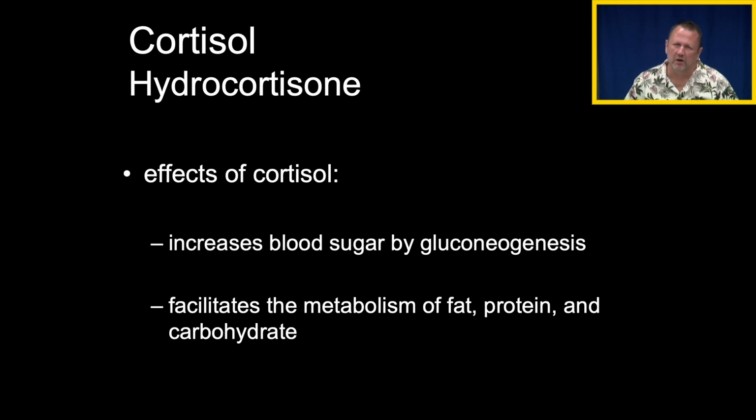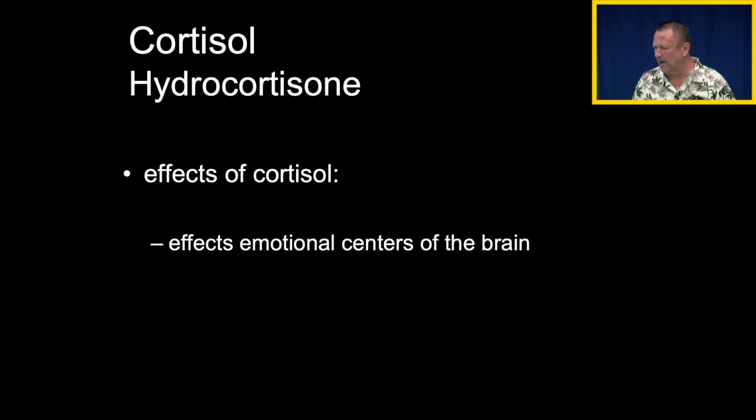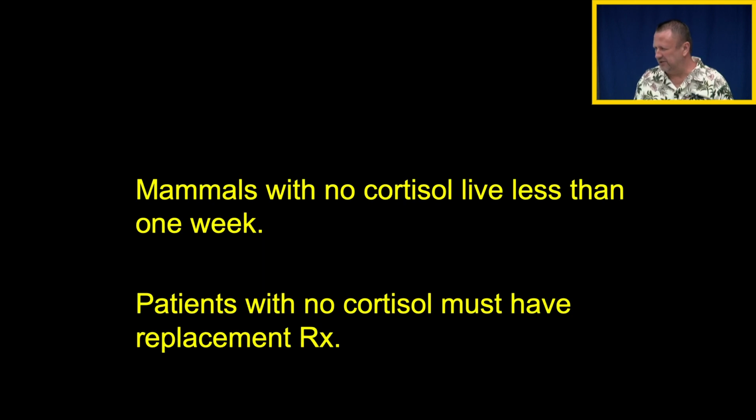All right, so cortisol increases blood sugar through the process of gluconeogenesis. It also facilitates the breakdown, the metabolism of fat, proteins, and carbohydrates. It also has inflammatory effects by preventing the formation of prostaglandins and interleukins as well. And so this is the most common use of the glucocorticoids, to decrease inflammation. Hydrocortisone can also affect emotional centers in the brain, and I think we'll get to that very soon.